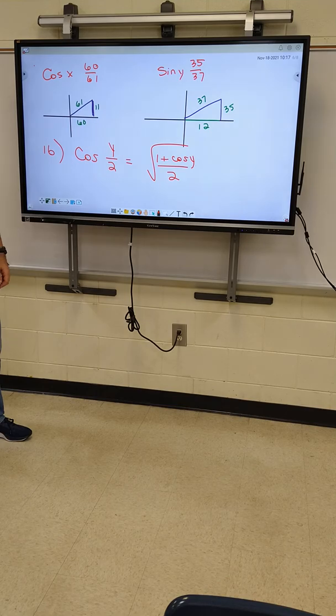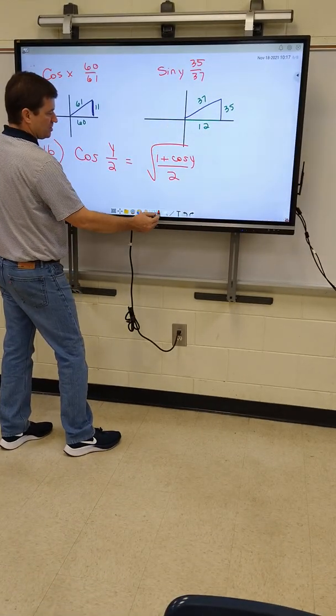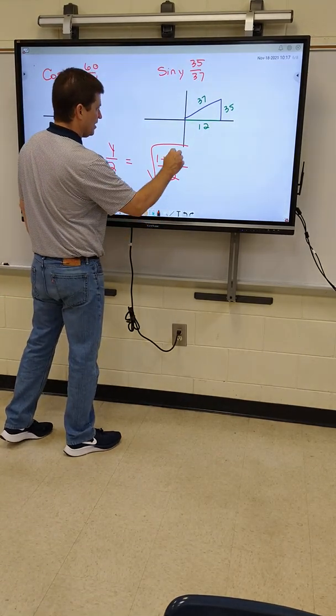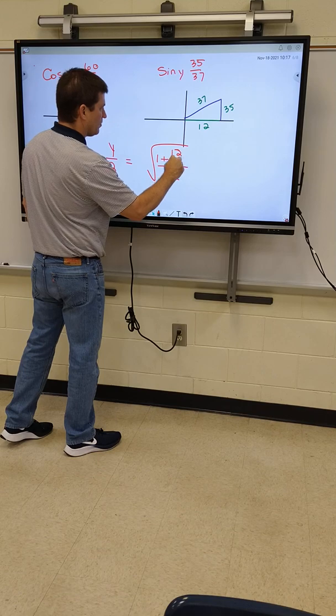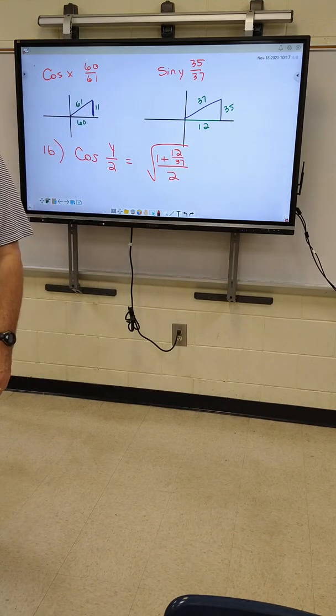All right, so let's look at the second triangle. What is cosine on this second triangle? Yep, 12 over 37. I sub that in. 12 on top, 37. I'll give y'all a second to type it in and we'll see what we get.